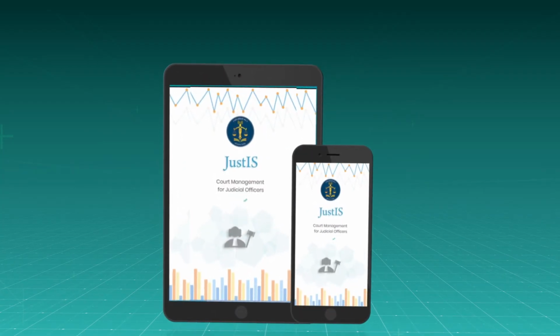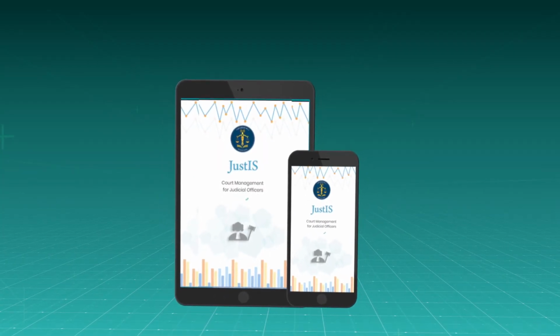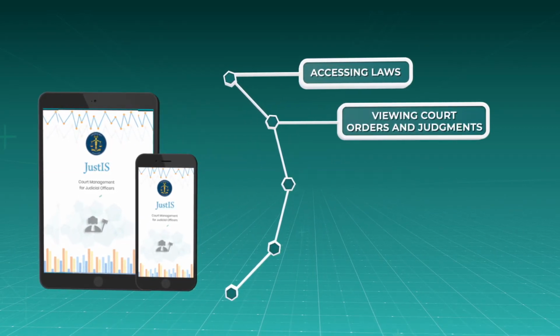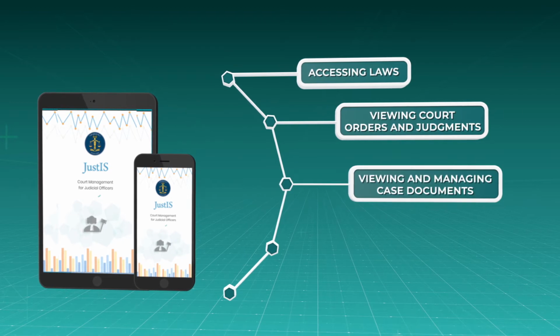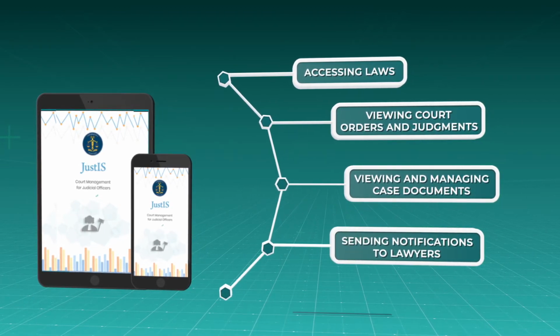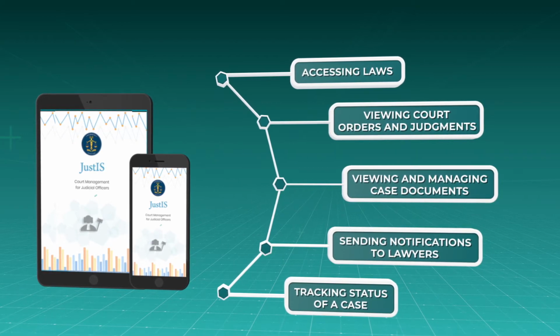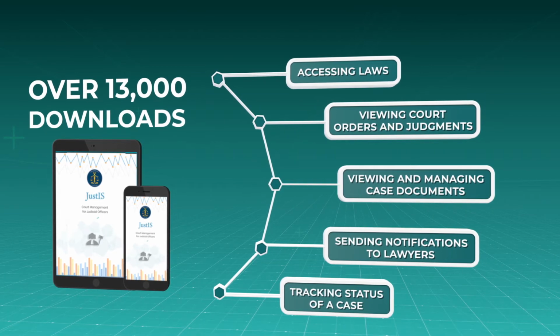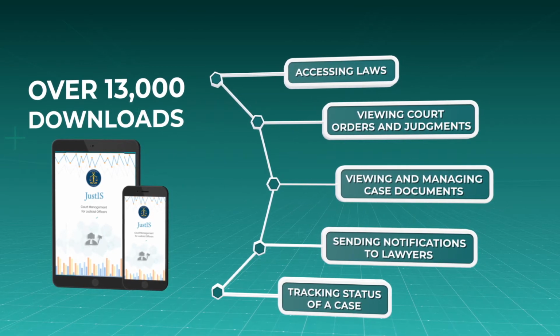Using the Justice app, it is possible for judges to access critical tools like accessing laws, viewing court orders and judgments, viewing and managing case documents, sending notifications to lawyers, and tracking the status of a case in a judge's docket. More than 13,000 judicial officers have downloaded the Justice app so far.